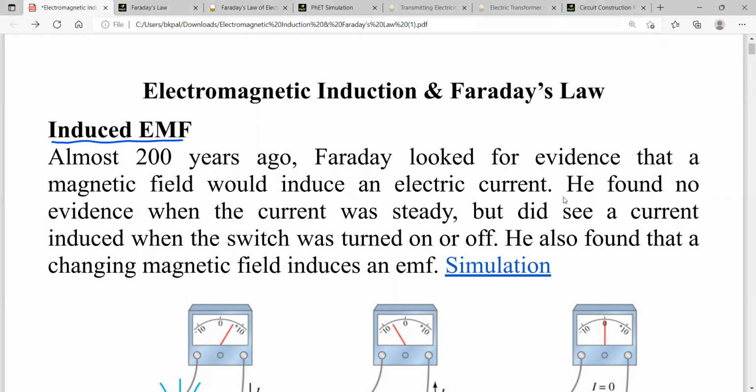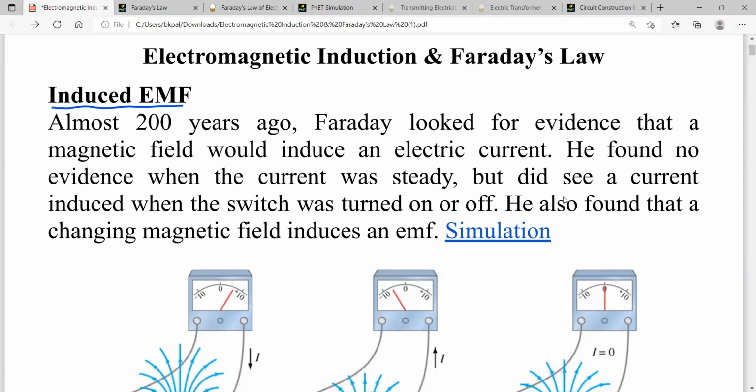In the last chapter, you saw that when there is a current in a wire, we can have a magnetic field. So the current-carrying wire can give us a magnetic field. That means we get magnetism from electricity. Here in this chapter, you will be seeing the opposite: the magnetic field or magnetism can give you electricity. To understand this, let's go to a simulation.